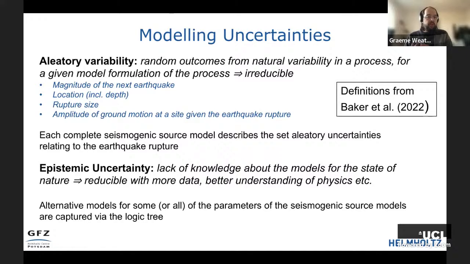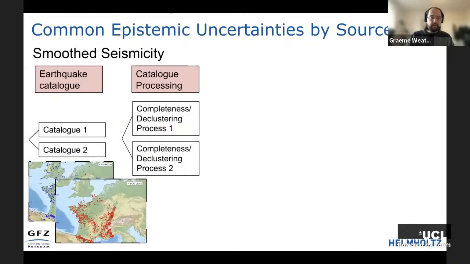But this contrasts with the other uncertainty we encounter a lot, which is epistemic uncertainty. This is the lack of knowledge about the models for the state of nature. And these should be more reducible with data, so we might choose which models are better for our region once we have more data or better understanding of physics. In practice, we capture these alternatives using a logic tree approach. We might consider multiple models or even parameter uncertainties and assign different weights to these.